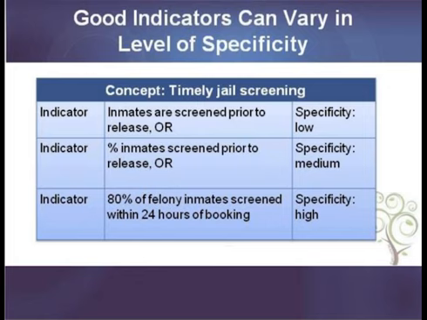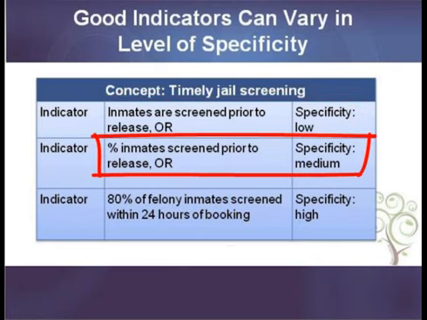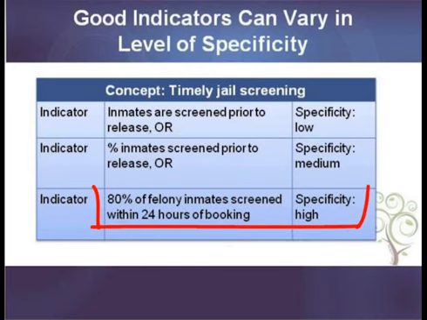But if the concept in my logic model is timely jail screening, you can see how each one of those indicators makes that concept a little bit more tangible and concrete, but does so very differently. So in the first one, it just means inmates are screened prior to release. In the second one, I add a percentage to it. That's perfectly acceptable for an indicator to have that format or not. In the third one, I'm most specific of all. Not only do I have a percentage, but I have a target for that percentage.